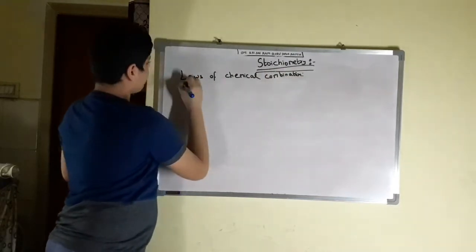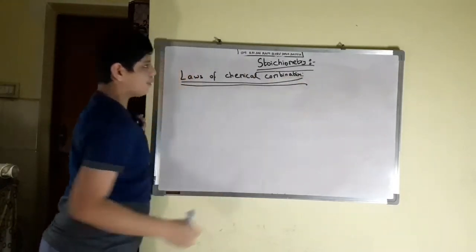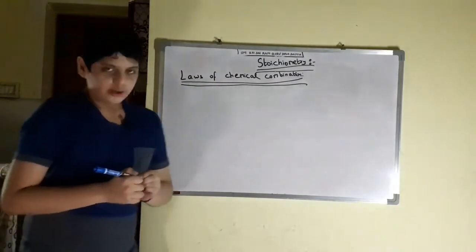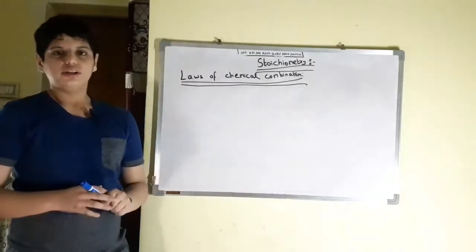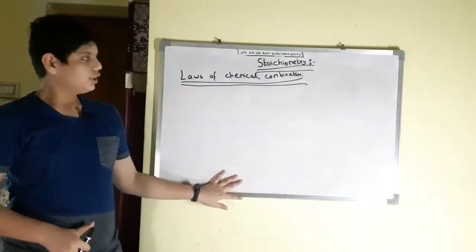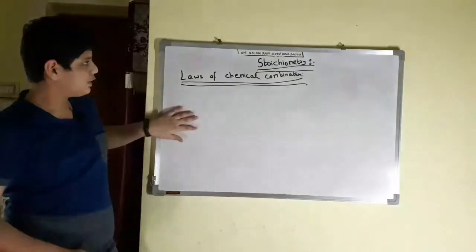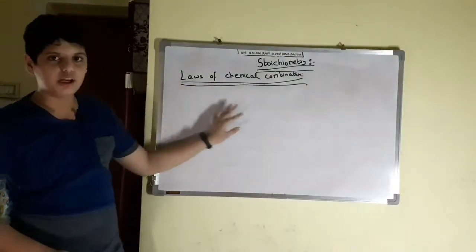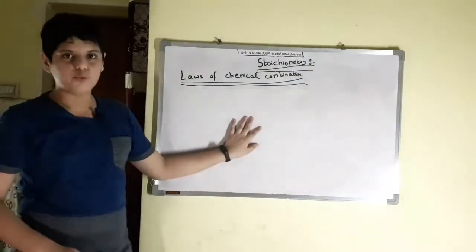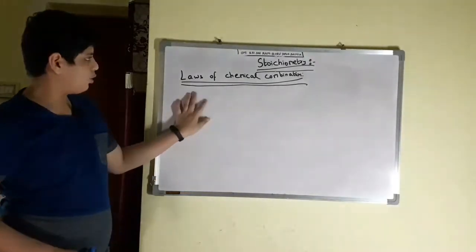Okay, each law I will write on the board and I will give you an example. So what are laws of chemical combination? When two elements react chemically, like H2O is forming by the reaction of hydrogen and oxygen, the reaction follows some laws. Those laws are known as laws of chemical combination. Each and every compound which reacts chemically needs to follow these laws.